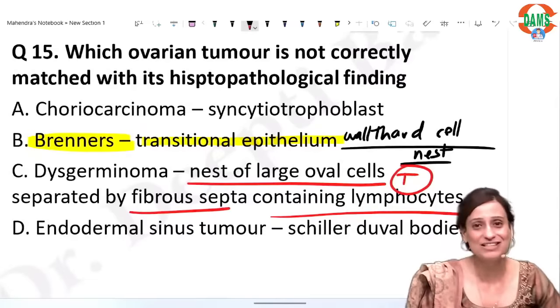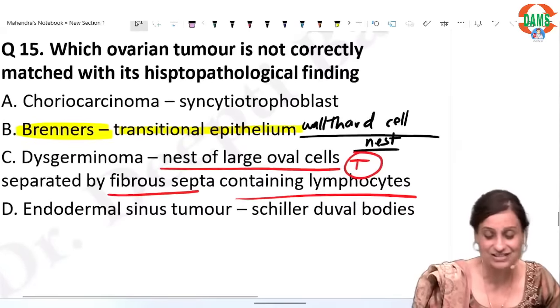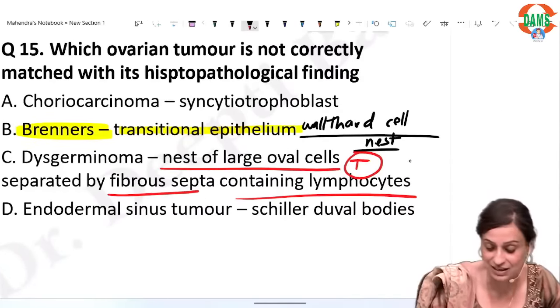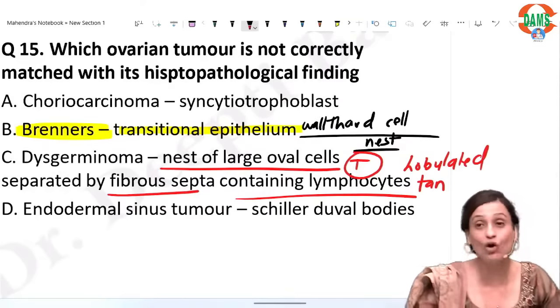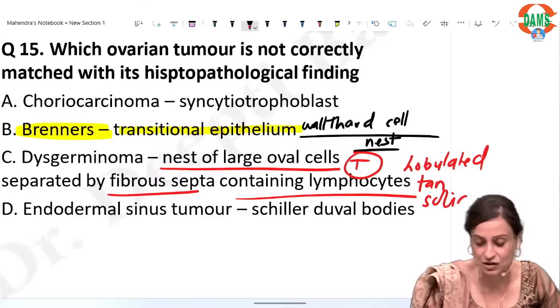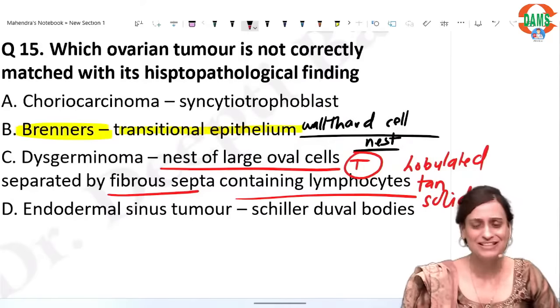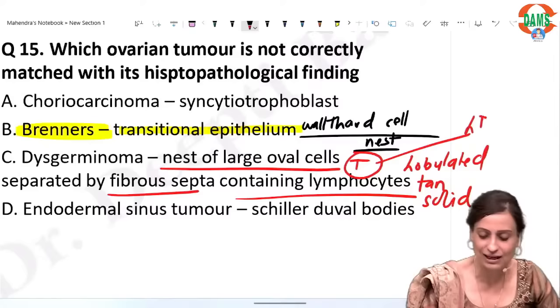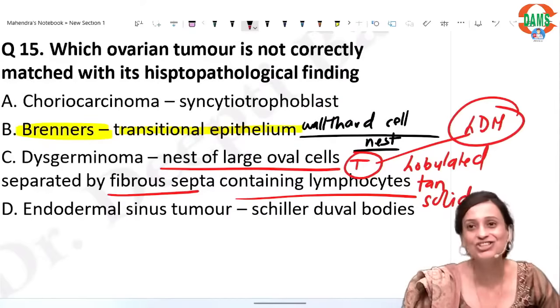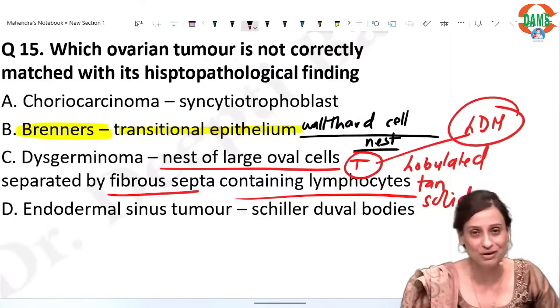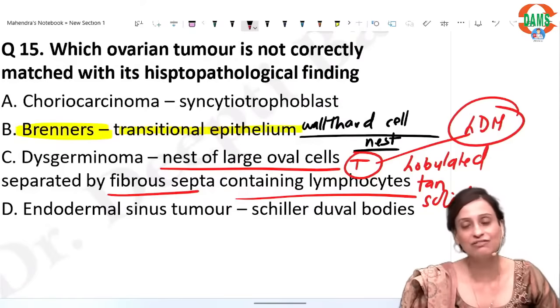And what is the gross appearance? It is very characteristic again. In dysgerminoma, it is lobular or lobulated. It is tan or pink in color, and it is a solid tumor. What is the tumor marker for dysgerminoma? LDH. The single best answer is LDH. Remember, dysgerminoma does not produce alpha fetoprotein.